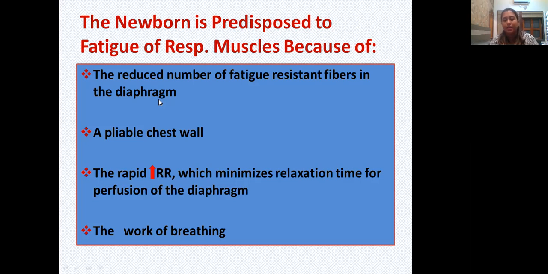The rapid increase in respiratory rate minimizes the relaxation time for the perfusion of the diaphragm. As we know, they will go into a transient hyperventilation after hypoxia, as a result of which there will be increased respiratory rate, which means further more activity, lesser oxygenation of those muscles, and also lesser perfusion of those muscles of the diaphragm. So there is an increased work of breathing.